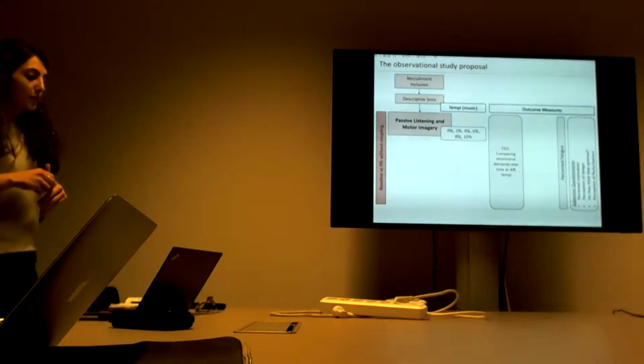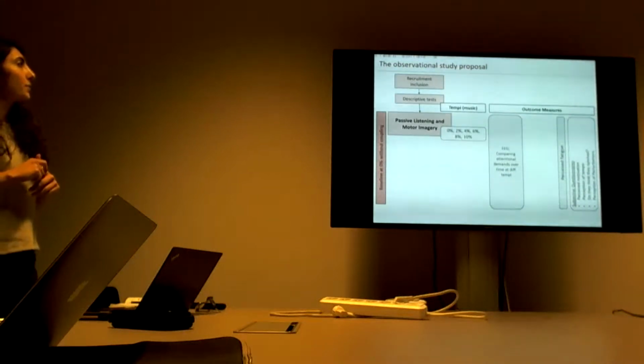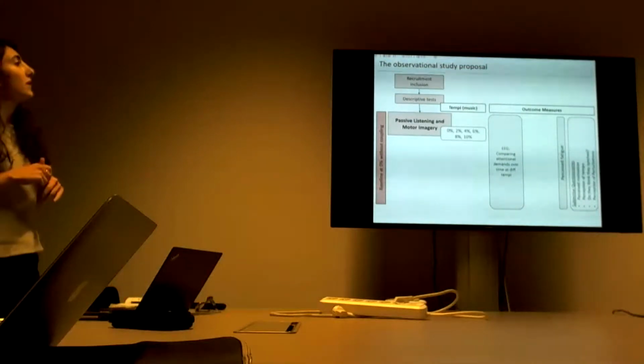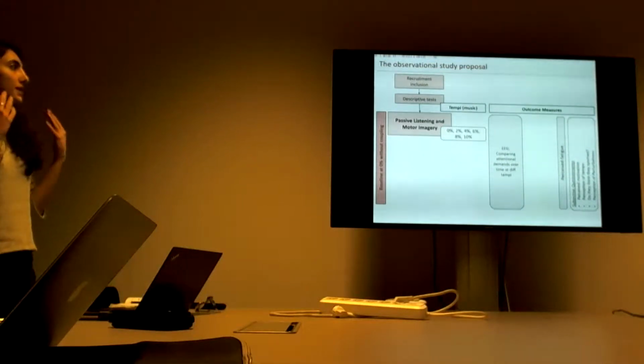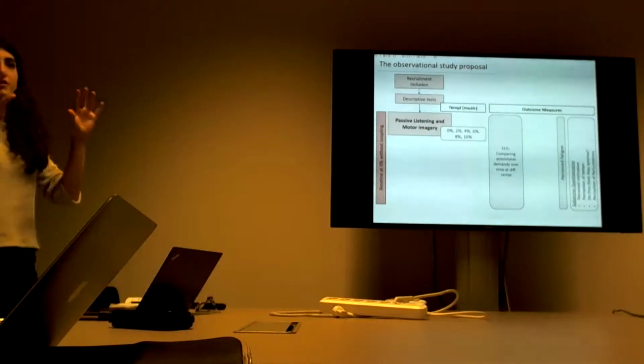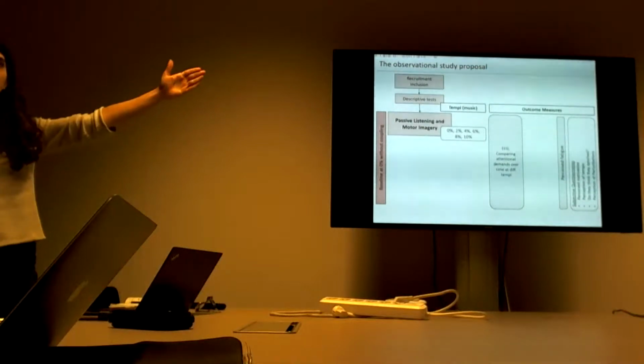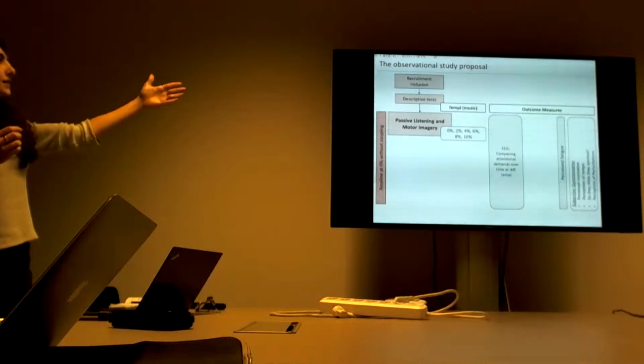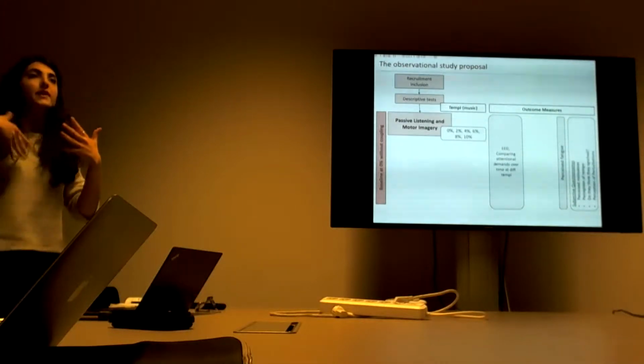So how do I propose that this could be done? At the beginning, there is a baseline condition where persons would listen to different musical excerpts at different tempi. And then I added motor imagery in order to mimic synchronization.